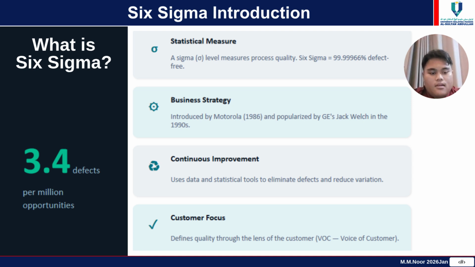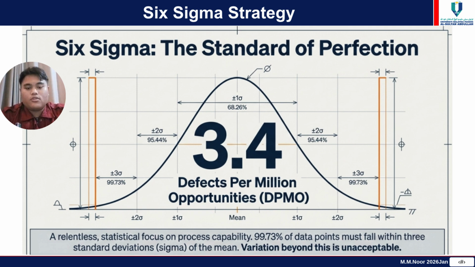Finally, it keeps a strict customer focus. Quality is not defined by what the engineers think is good. It is defined entirely through the lens of the customer, often referred to as the voice of the customer, the VOC. So now, let's look at the standard normal distribution curve.